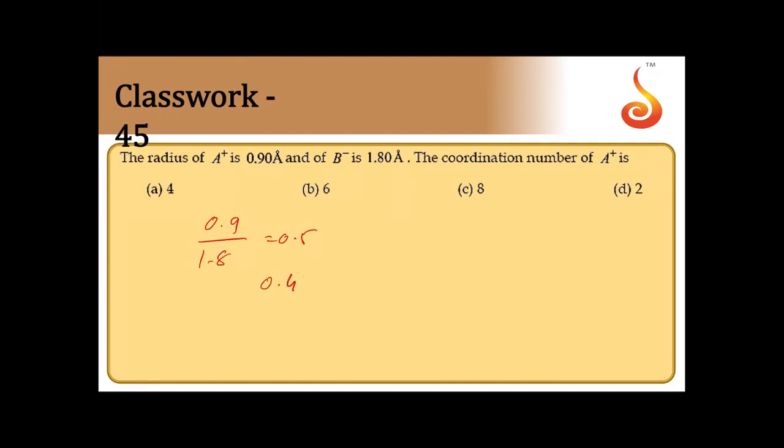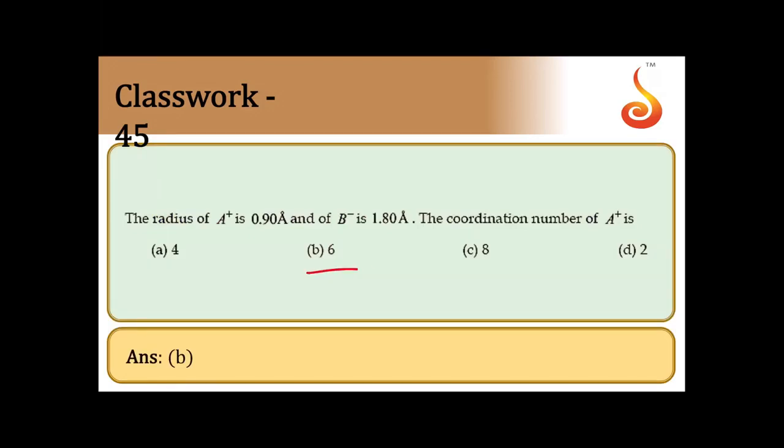We know that for 0.414 to 0.732, the coordination number is 6. So the answer is a coordination number of 6. Coordination number depends upon the radius ratio. So the answer is 6.